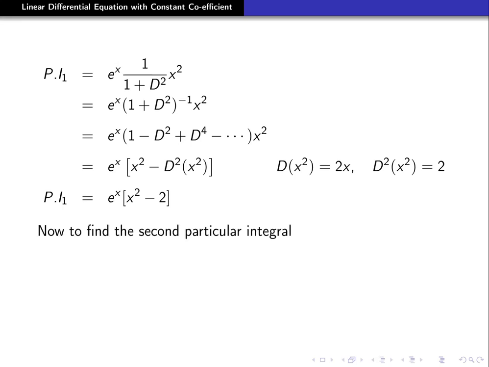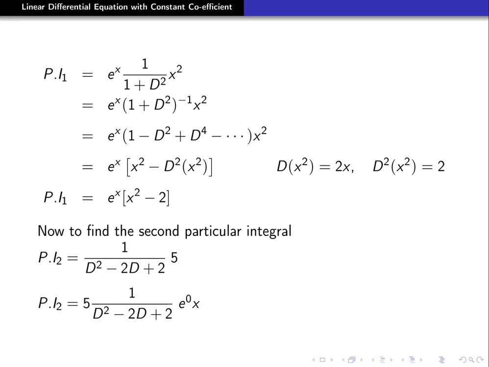So now to find the second particular integral: 1 by f of d into 5 e power 0x. So replace d in terms of 0. So we will get 5 by 2 into e power 0x. E power 0x is 1, so we get 5 by 2.